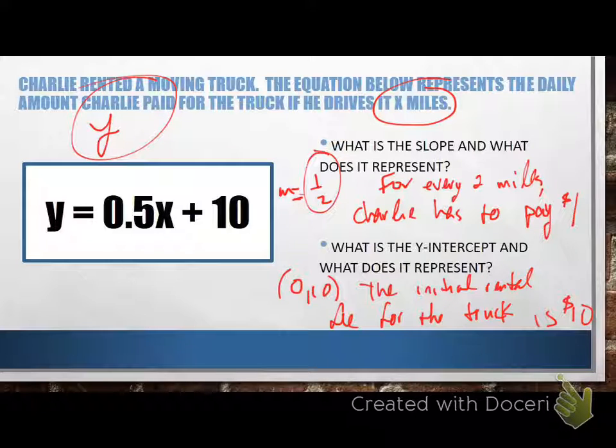The y-intercept is 0, 10 because the b is 10 here. 0 means that the x is 0, which means he hasn't driven any miles. But he still has to pay $10. That must mean that there's an initial rental fee for the truck, even before you drive any miles. And that fee is $10. Okay? So you have to kind of think about what the coordinates having those particular values actually mean in the context and come up with your interpretations from there.